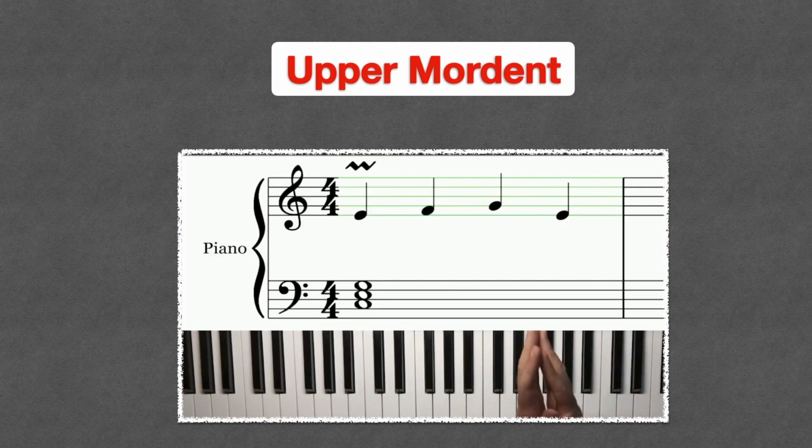Example where we have the Mordent over this E here, and we have a C major chord. The E and the C major chord obviously hit on a beat. So if I'm counting out loud, 1, 2, 3, 4.